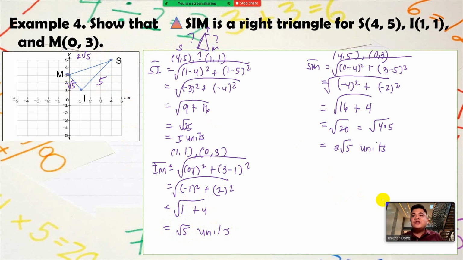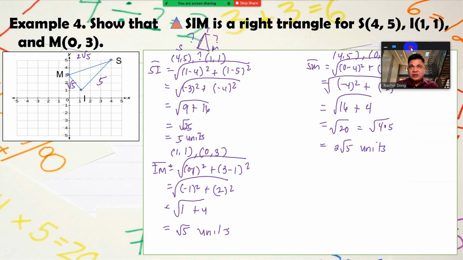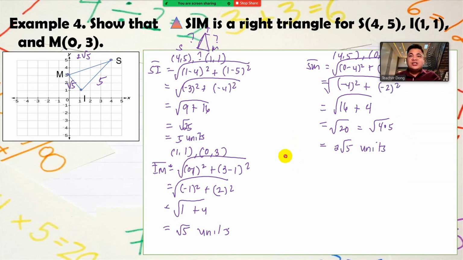Now, how are we going to prove if this is a right triangle? So we will now be using the Pythagorean theorem. So just remember that the Pythagorean theorem is a theorem only for right triangles. So the general formula or equation is c squared equals a squared plus b squared. Take note that c is your hypotenuse. So if this is your right triangle, this is your hypotenuse or the longest side, and either of the legs is a or b. So c is your hypotenuse.